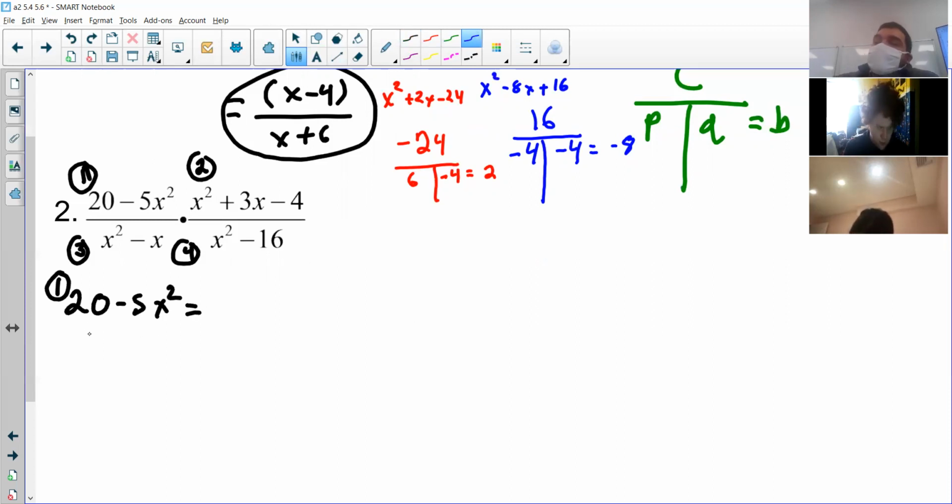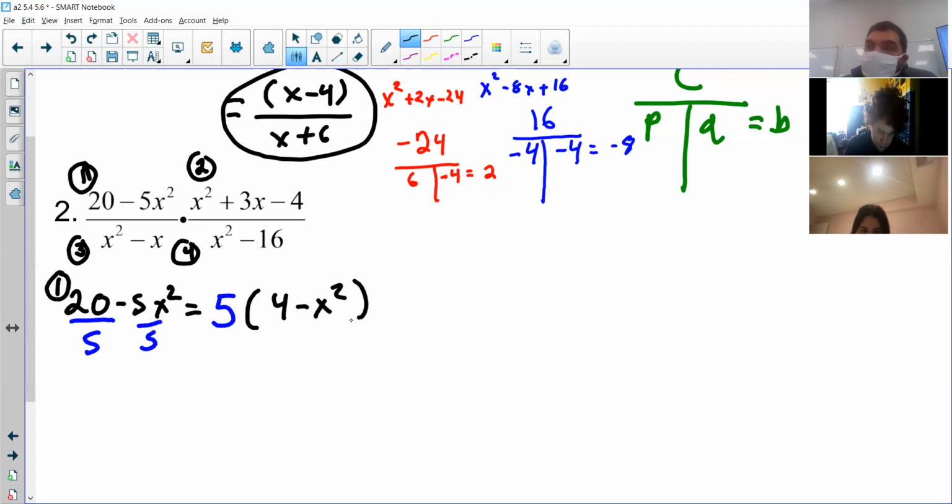So I could factor out what's in common. Remember, when you distribute, it's multiply in. So when you factor, it's divide out. So you're dividing a 5 out of both of these. That 5 will be on the outside. And the inside would be the leftover, which is 4 minus x squared.